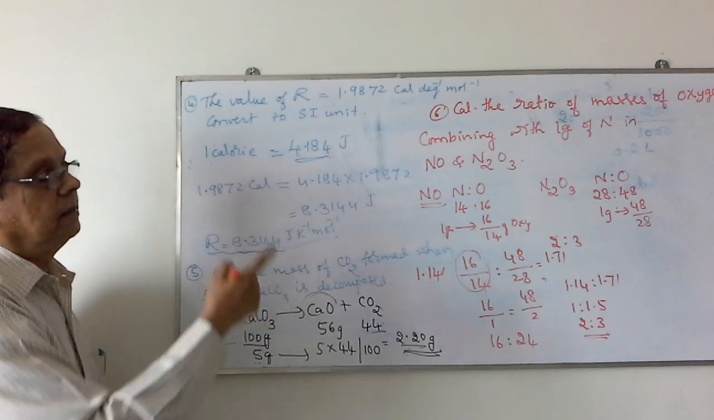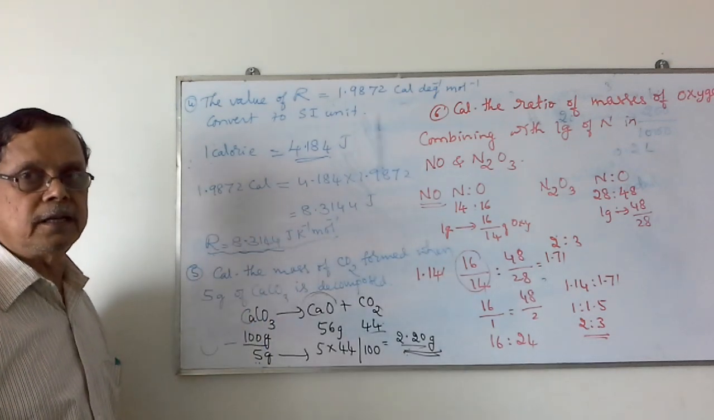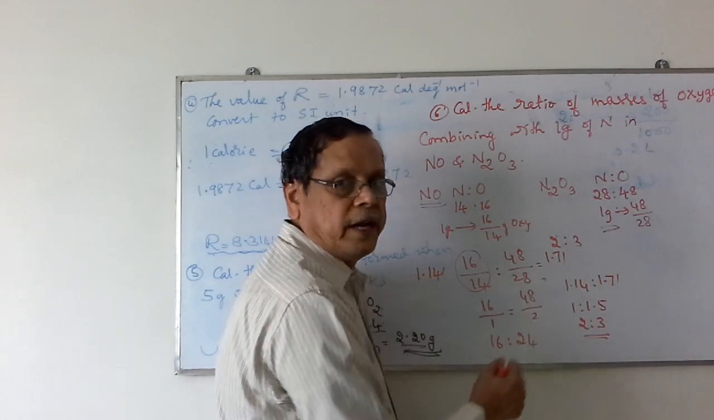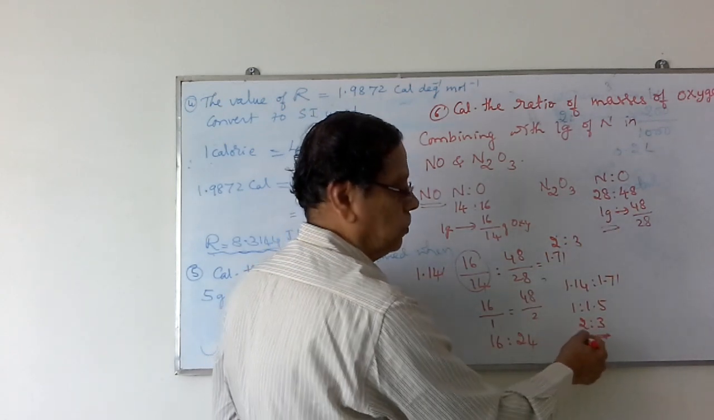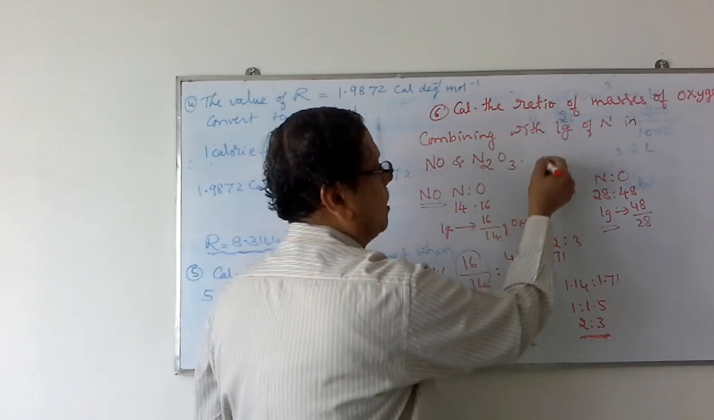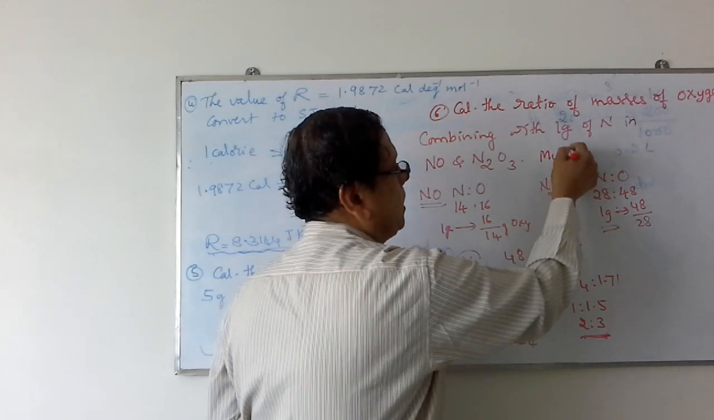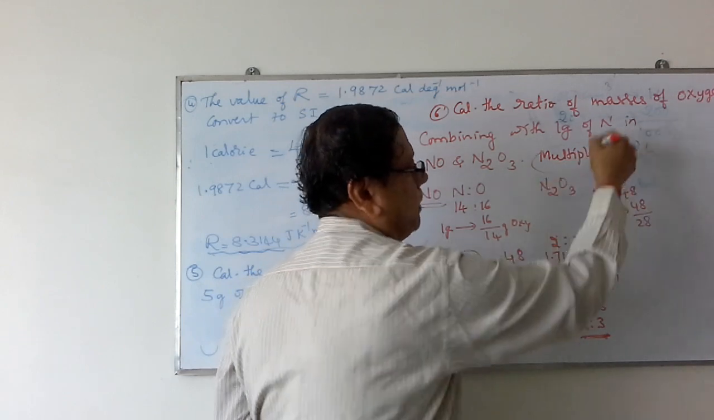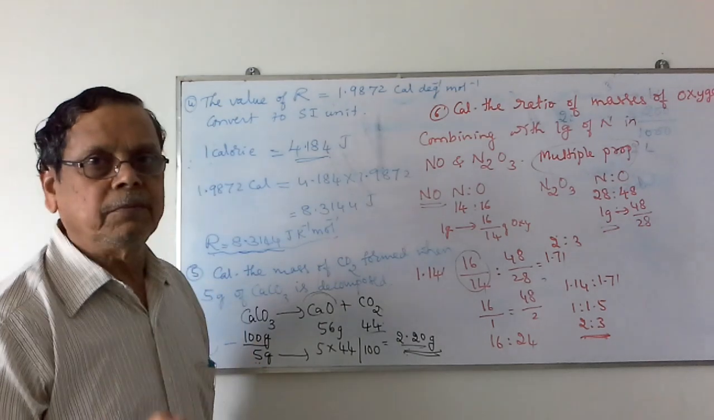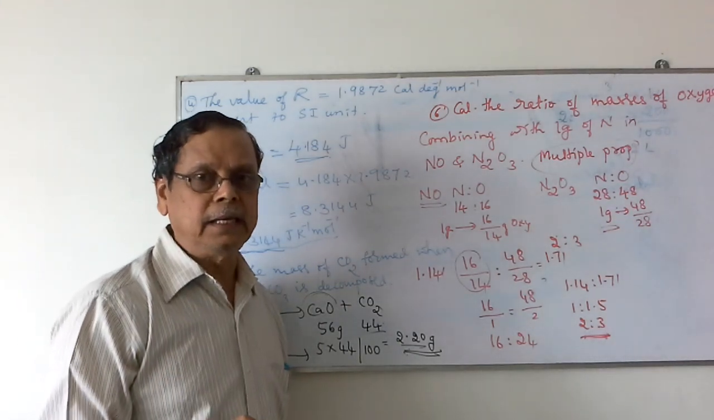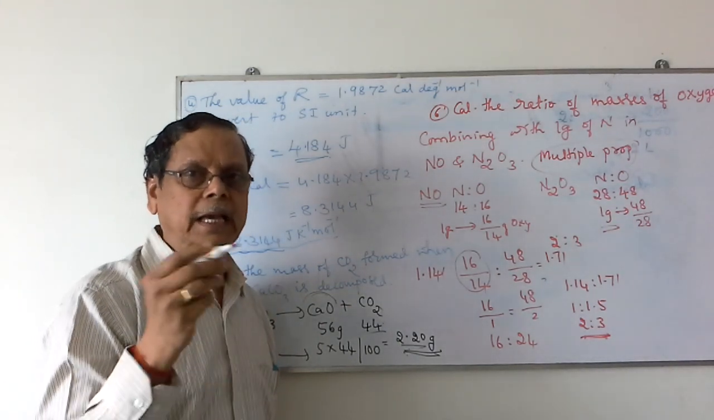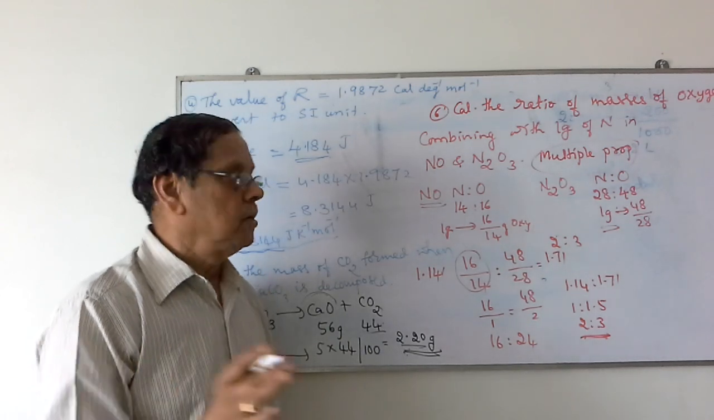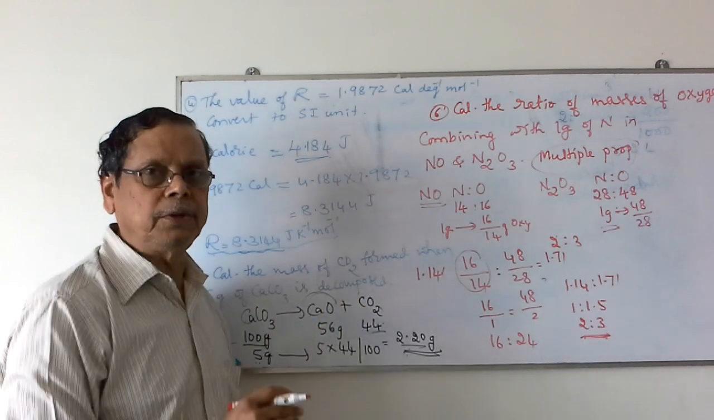So that is the ratio of the masses of the oxygen combining with 1 gram, that is fixed mass of nitrogen: 2:3. So this is based on the law of multiple proportions. If you remember the statement, with a fixed mass of one element, the ratio of the masses of the other element combining bears a simple ratio. So these are some numericals based on these previous topics.